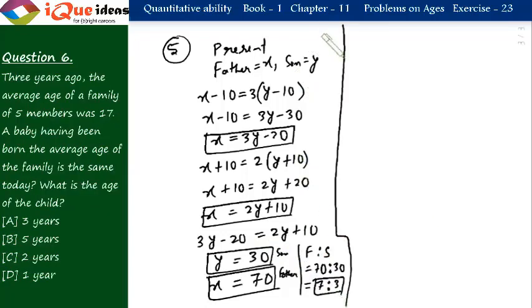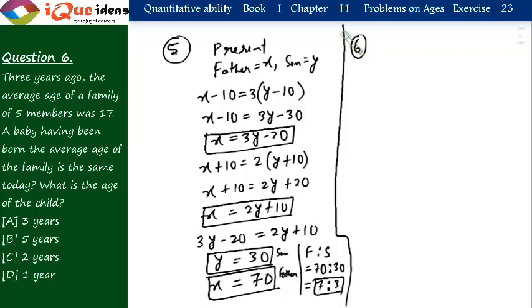Now let's take question number 6. It says 3 years ago, the average age of a family of 5 members was 17. A baby having been born, the average age of the family is the same today. What is the age of the child? Now let's see. 3 years ago, the average was 17.